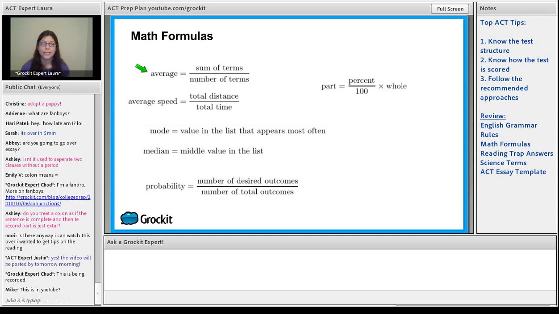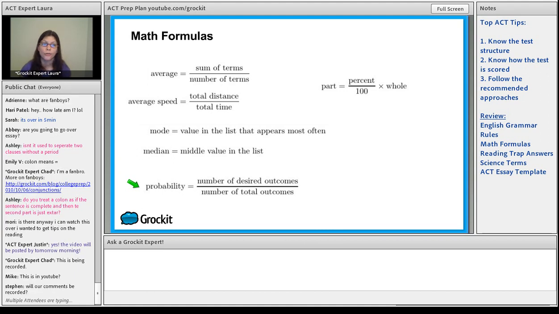Mode and median don't come up a lot, but they're really good to know. You might see one question on them. Probability, however, is going to come up in more than one question. And you really want to remember that it's the number of desired outcomes over the number of total outcomes.